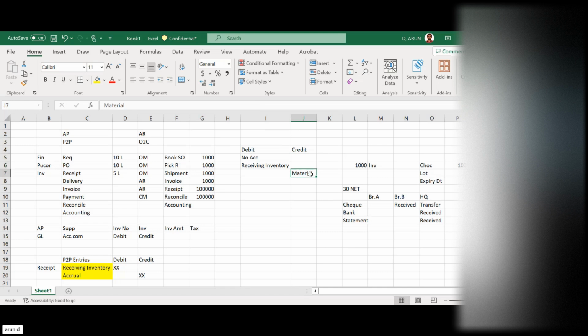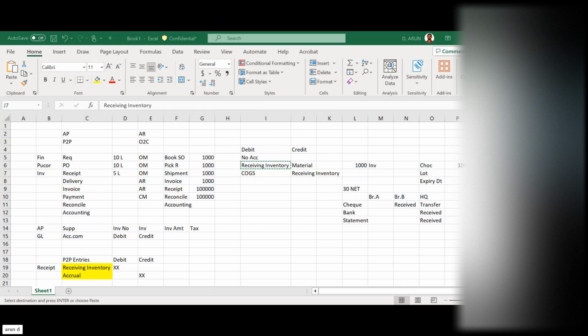So my debit would be the receiving inventory account and credit would be my material account in case of the pick release transaction. But if it is a shipping transaction, here we will have something called COGS, or the cost of goods sold. This account will be on the debit side, and then I'll have my receiving inventory account on the credit side. So this is for the shipment transaction.